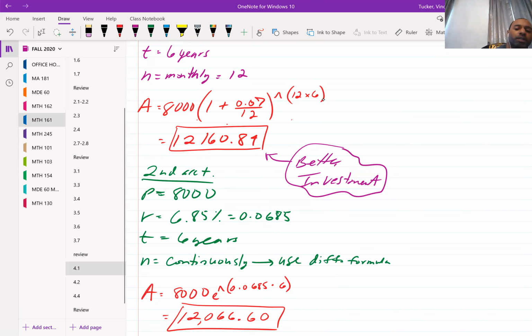And that will give us $12,066.60. So we see that the better investment, with $12,160.84, is the better investment. So it's better to use the monthly with the rate of 7% than to compound continuously with a rate of 6.85%.